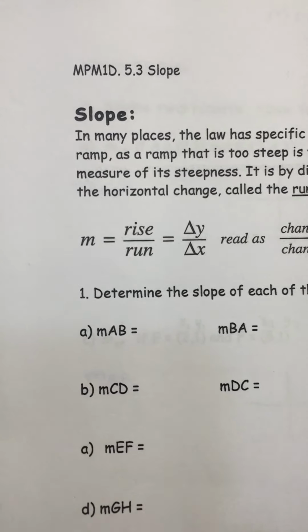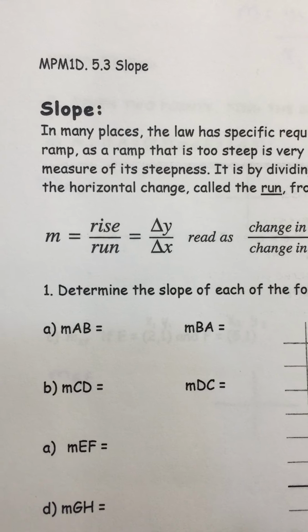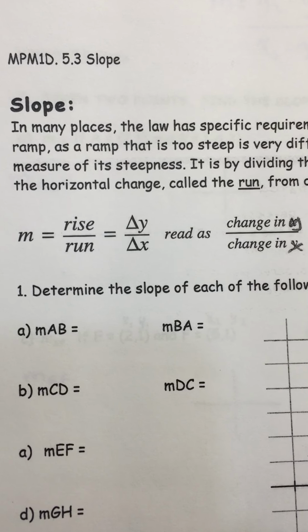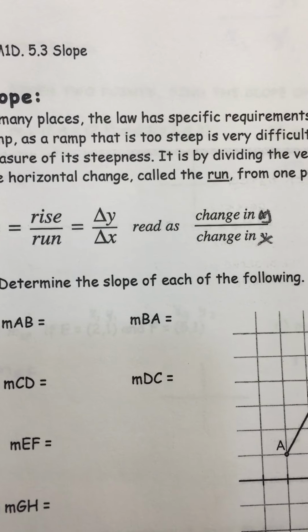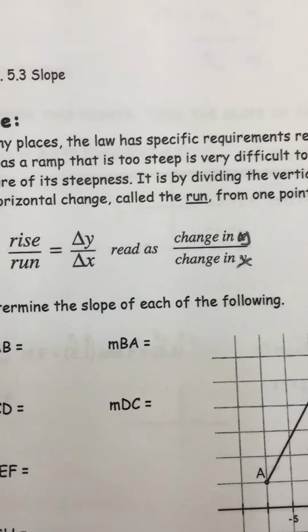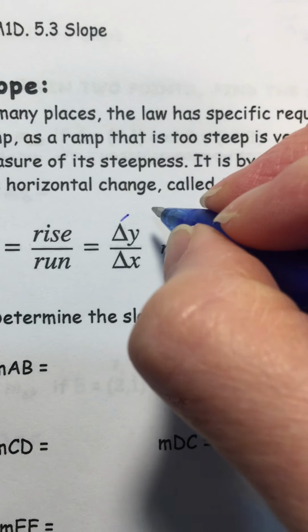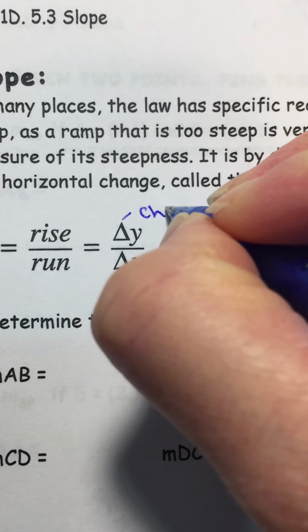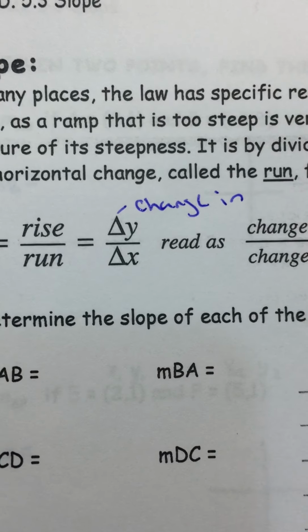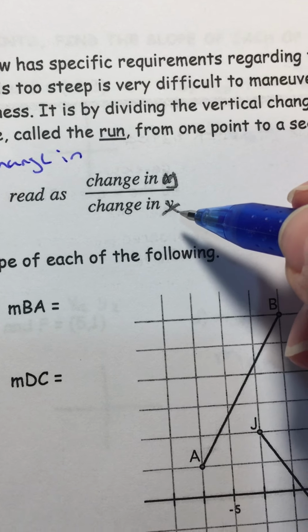So here's what you need to know. We use the letter m to represent slope, lowercase m. It is equal to the rise over the run. We say that is change in y over change in x. That little symbol here is delta. It's a Greek letter, and we use it to mean change in. And we read that as change in y over change in x.